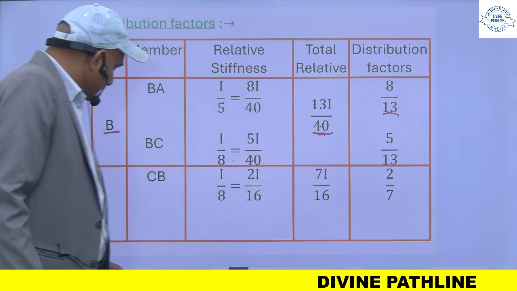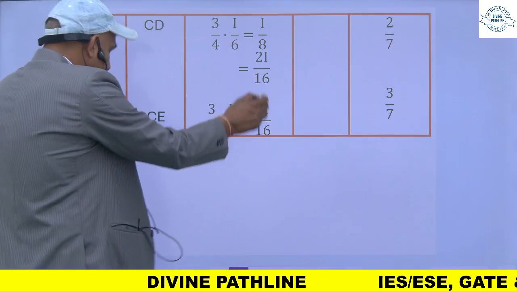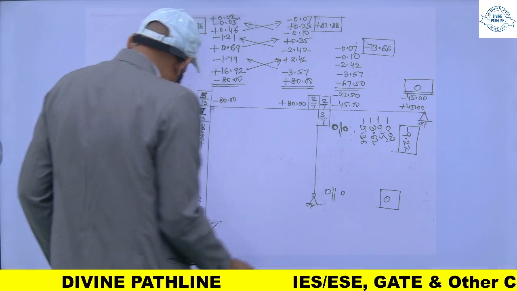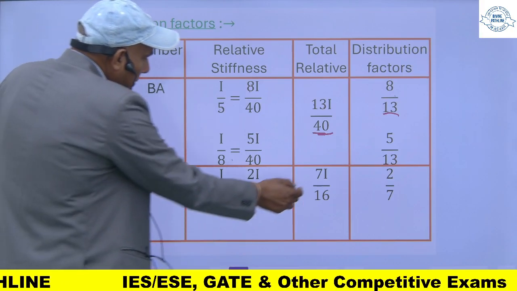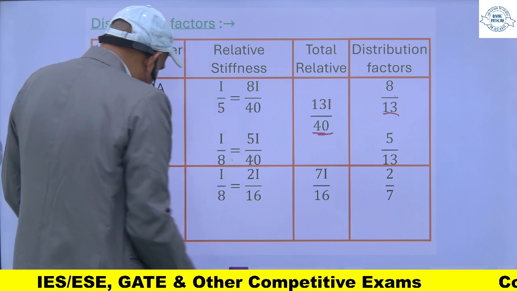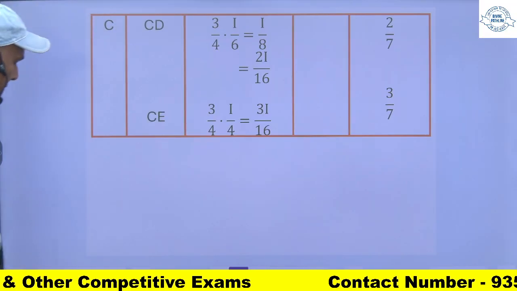Relative stiffness of CD, the sum of these three is this one. So divided by this and this divided by this, you will get these distribution factors.